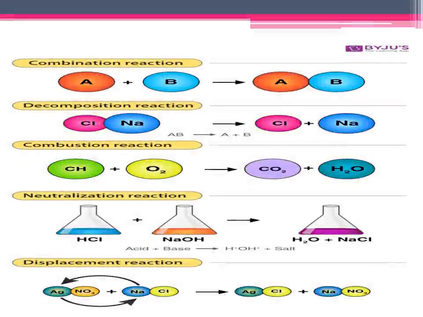See, here is an example for a combination reaction. A plus B gives AB. And the decomposition reaction means, for NaCl, the whole NaCl is decomposed to Na+ and Cl-. So that AB is decomposed to A plus B. That is the decomposition reaction. Both combination and decomposition reactions are opposite to each other.